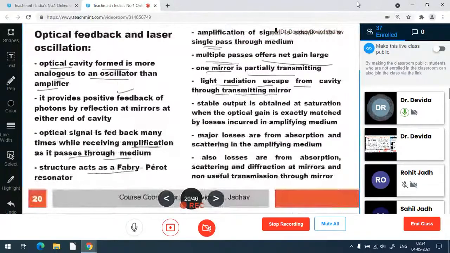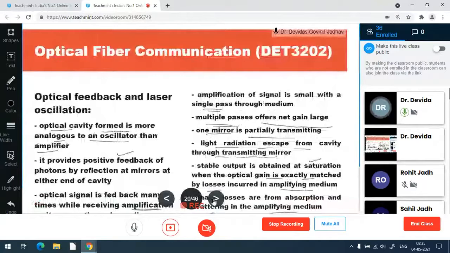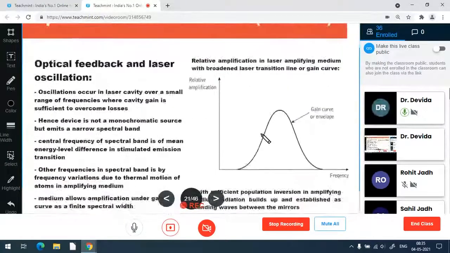So stable output can be obtained in this structure at saturation, when the optical gain is exactly matched by the losses, then it becomes stable oscillation. Whatever the gain is that matches with the losses in the amplifying medium, then stable output is obtained, or it is called saturation condition. Major losses are the absorption and scattering in the amplifying medium, and the other losses are the absorption, scattering, and diffraction at the mirrors and the non-equal transmission through the mirrors. So this is about the laser feedback, optical feedback and laser action.